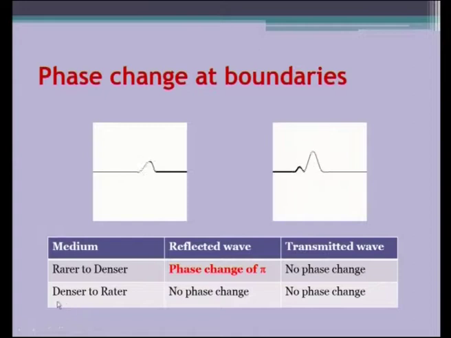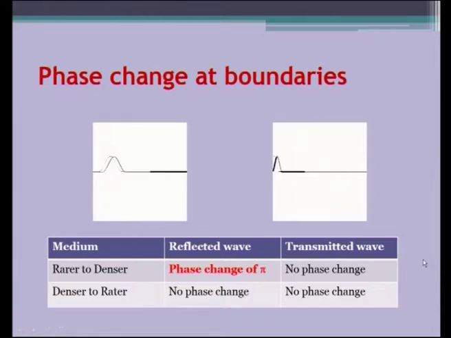On the other hand, if the wave is travelling from a denser medium to a rarer medium, there is no phase change both in the reflected wave and also in the transmitted wave. Only in this peculiar case, where the wave has to travel from rarer to denser medium, and that too only in the reflected wave, there is a phase change of pi.